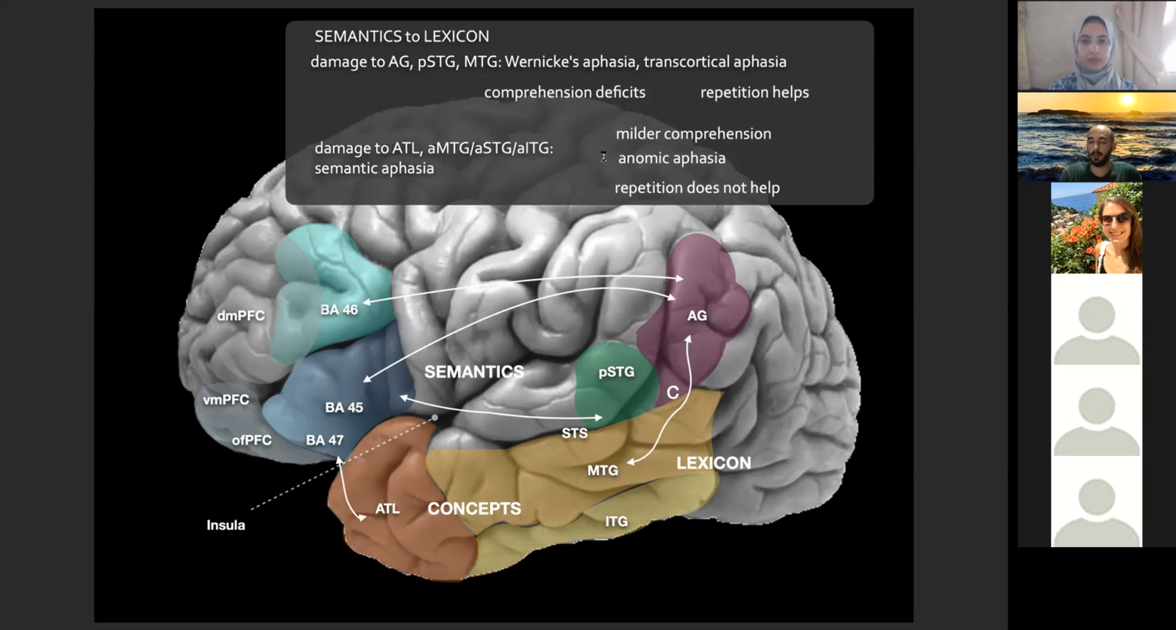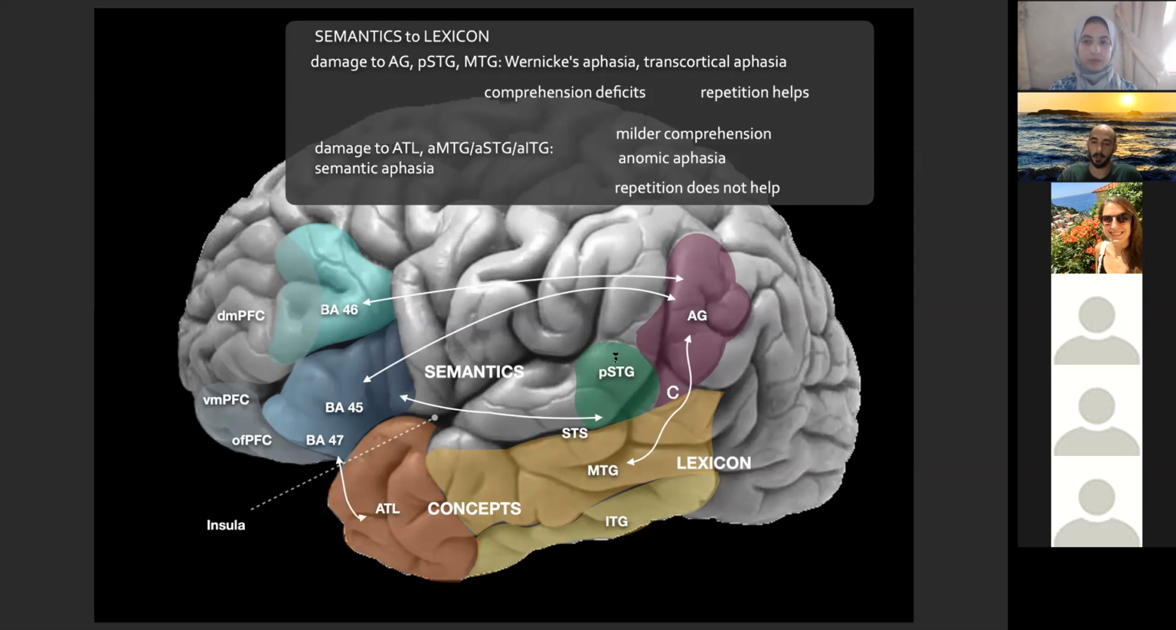Here there's a word deficit, okay? So your comprehension of complex sentences is generally significantly better. You have more anomic symptoms, so difficulty retrieving the words, the representation of the words, to produce them, to name them, right?